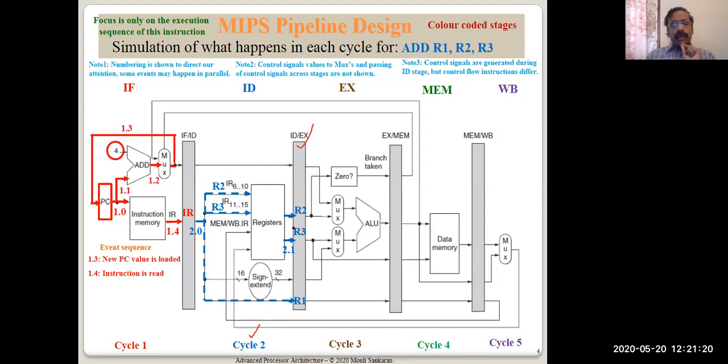So data is flowing. What? How many bits? 32 bits. The 32-bit value stored in R2, which is inside the register set, is read out. And as I told you, it's a multi-port register. That means during the same cycle, two registers can be read and one register can be written into. So it has got two read ports and one write port.